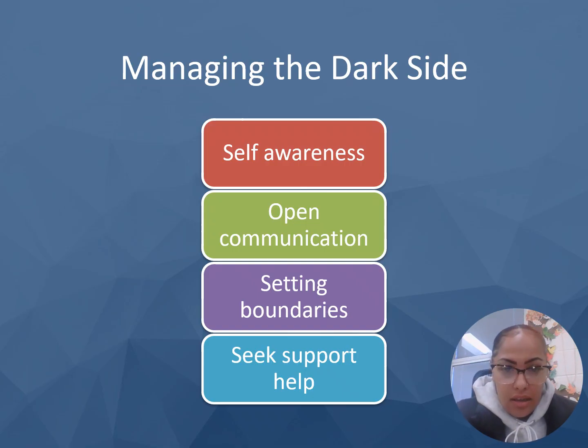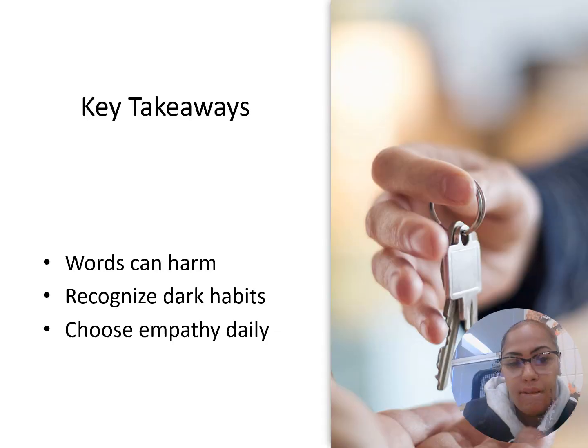Managing the dark side: self-awareness, open communication, setting boundaries, seek support. We can manage negative communication by first becoming self-aware of our own behaviors. Practice open and honest communication, even when it's uncomfortable. Set clear boundaries with others who may be toxic or manipulative. And if a relationship becomes harmful, it's okay to seek help or professional support.